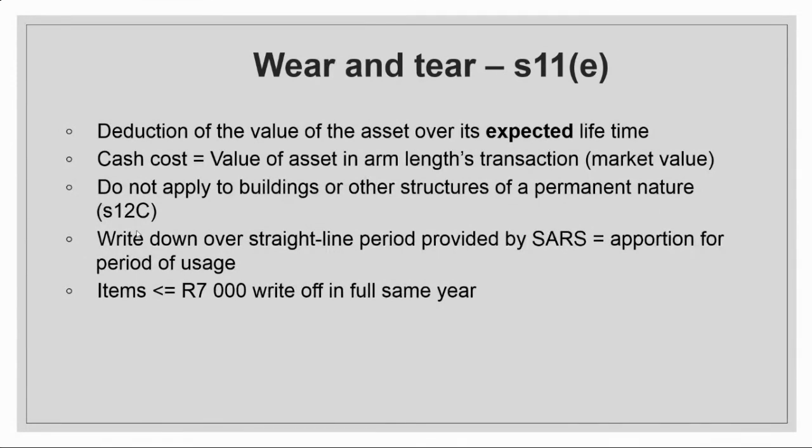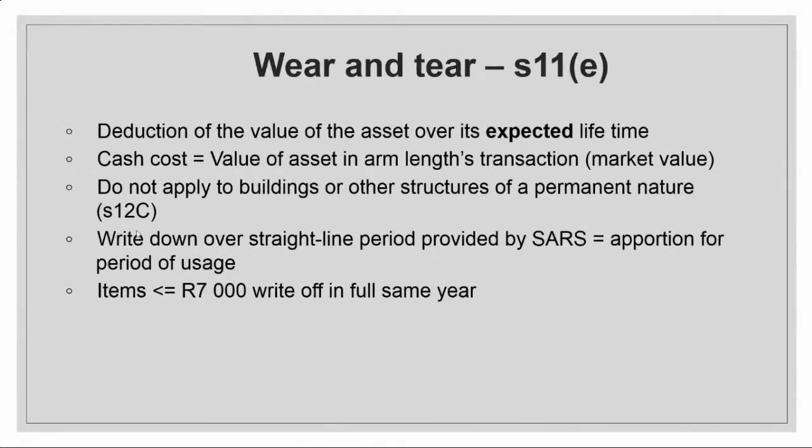Now the expected lifetime is the useful life, so they can either give you the number of years or they can give you a percentage. So if it's number of years, you divide it by the number of years. If it's a percentage, you multiply it with the percentage. We generally take the market value of the asset if there are any connected parties, and it does not apply to buildings because buildings fall under section 13, which have their own rules.